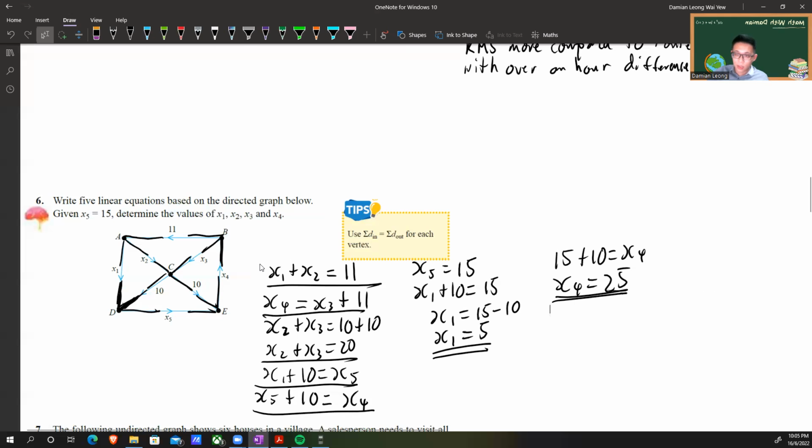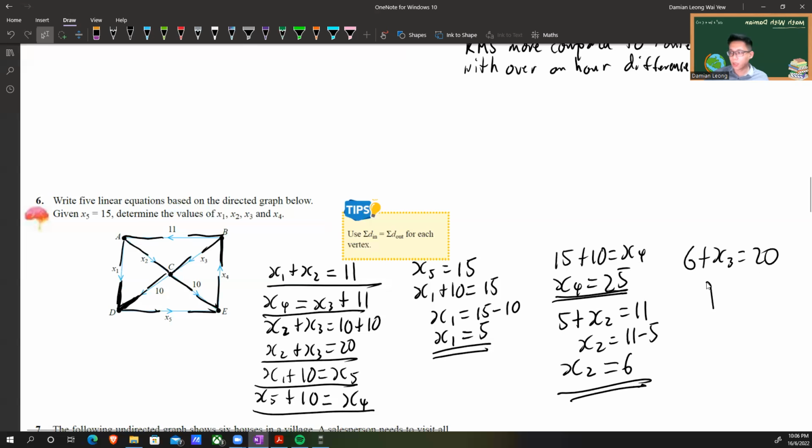Then I can use the first one, x1 plus x2 equals 11, to get x2. 5 plus x2 equals 11. x2 will be 11 minus 5, which is 6. I have x2. Then x3, I can use this one: x2 plus x3 is 20. Means 6 plus x3 is 20. x3 is 20 minus 6, 14.